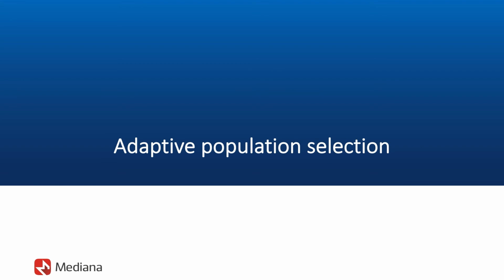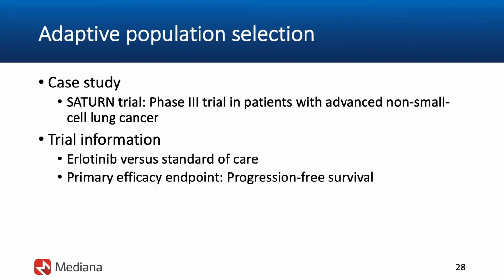All of this could be accomplished in a single trial, and this is exactly what adaptive population selection designs are about. That's exactly the framework I'm going to present in this section, and we're going to come back to this in part 9. And let me say a couple of words about the case study we're going to use in this section. It is based loosely on the famous Saturn trial.